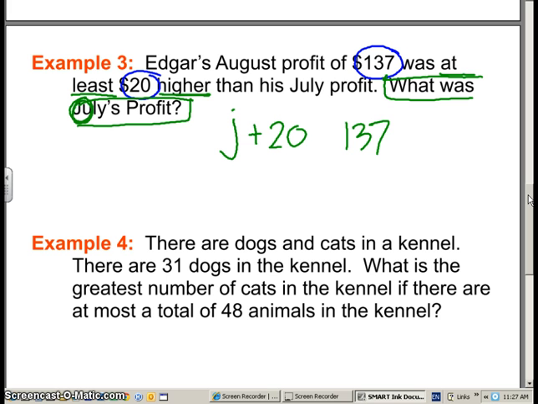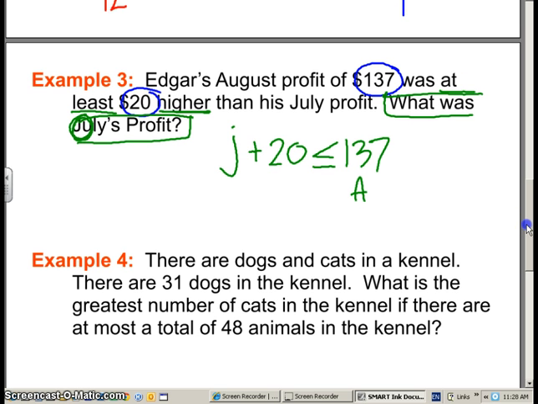Now we don't have an equal sign. At least tells us what? Is August higher? Again, 137 represents August. Is that bigger or smaller than July? Larger. At least, does that include the same amount? You should have your equal sign. And then you would just go ahead and solve it like we just did. I want you to solve it. I'm not going to do it on here just to preserve some time, but at least you have the equation done.